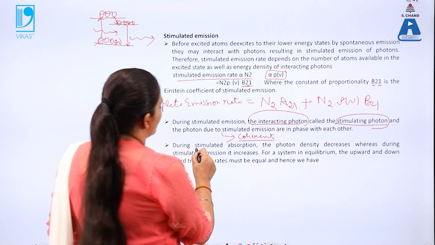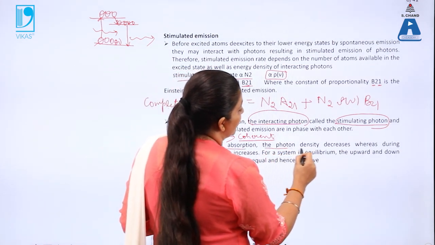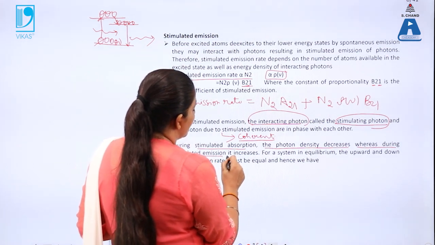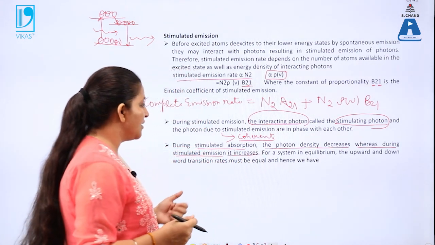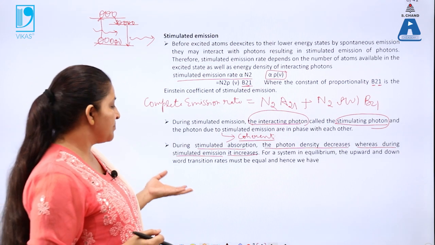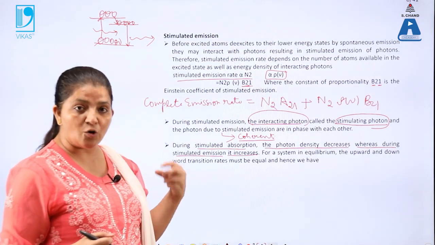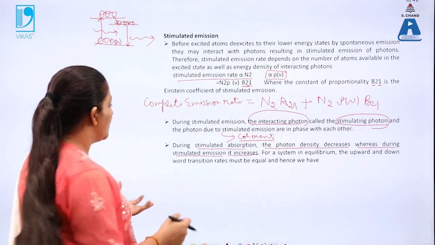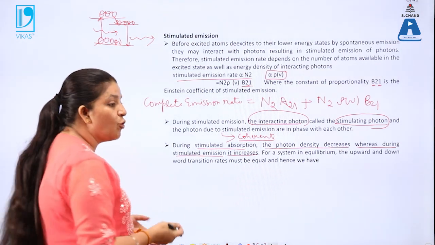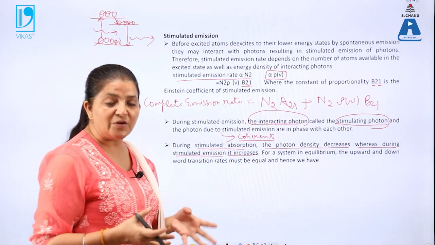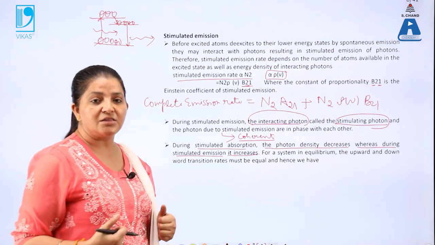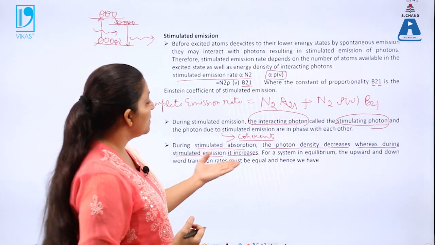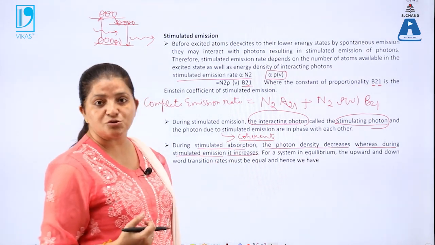Next is that during stimulated absorption, the photon density decreases, whereas during stimulated emission it increases. Because we know that in stimulated absorption the photons are absorbed, that's why the photon density goes on decreasing, because photons are consumed by the atoms. Atoms consume those photons, then they move from the ground state to the excited state. So the photon density decreases here.